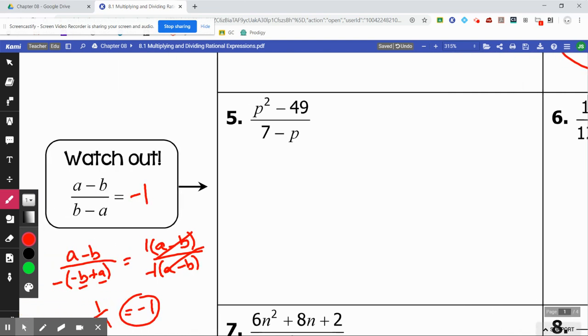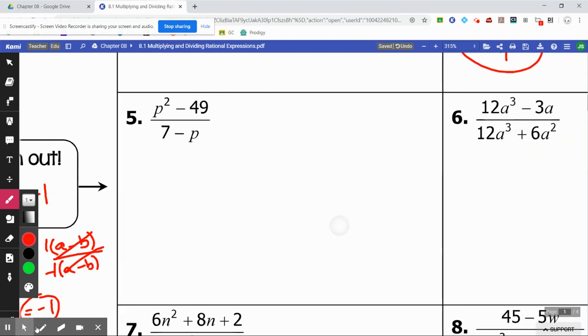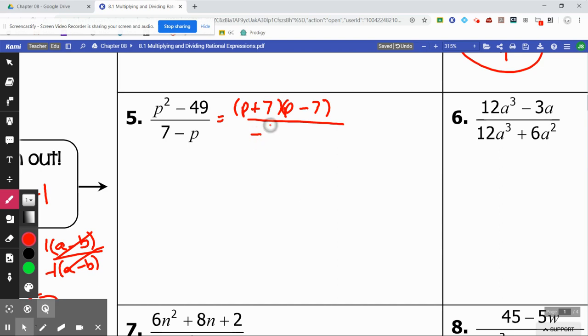Or again, anytime you need to flip-flop factors, you have b minus a, you need a minus b, then factor out a negative 1. So on top, you have difference of squares. Difference of squares factors into conjugates, plus minus. P times p gives you the p squared. 7 times itself gives you the 49. On bottom, you have a 7 minus p, but you need a p minus 7. So again, what I like to do is factor out a negative 1. And what that's again going to do is switch those factors around. P minus 7 cancels with p minus 7, and that leaves you with p plus 7 over negative 1.